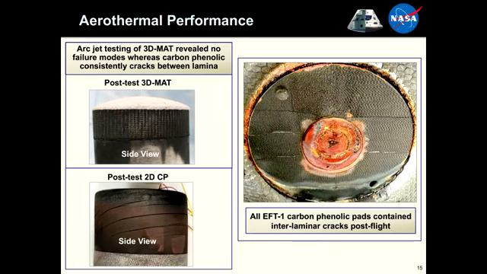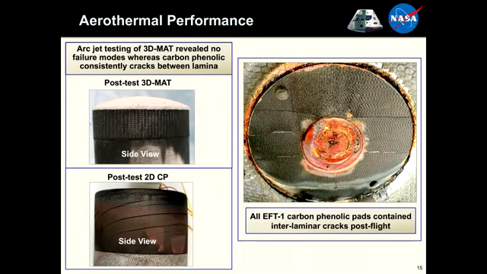All right, with that, I think just a few more charts on the material itself. ArcJet testing of the 3D MAT revealed no failures, and that is in contrast with the 2D carbon phenolic material. These are side views of the articles. After ArcJet testing 2D carbon phenolic, you sometimes see cracks develop between the lamina. That's not a surprise, but it is a potential problem.